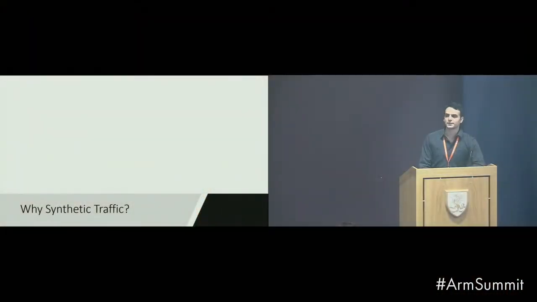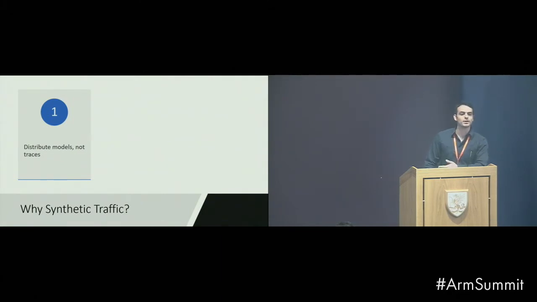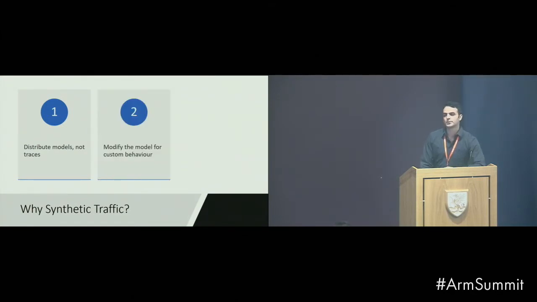So why synthetic traffic? In the last talk, we saw why we would do traces. But synthetic traffic actually allows us to distribute models instead of traces. Sometimes those traces are proprietary. Sometimes those traces are multiple gigabytes large. It would be difficult to provide these traces to other people. So this way, we can actually distribute models. And if you have the model, you could potentially modify it.